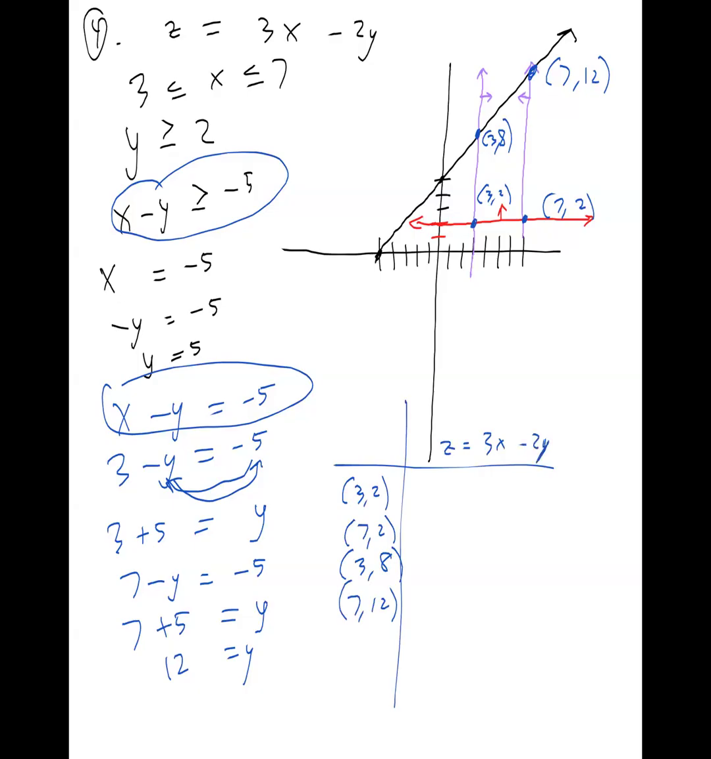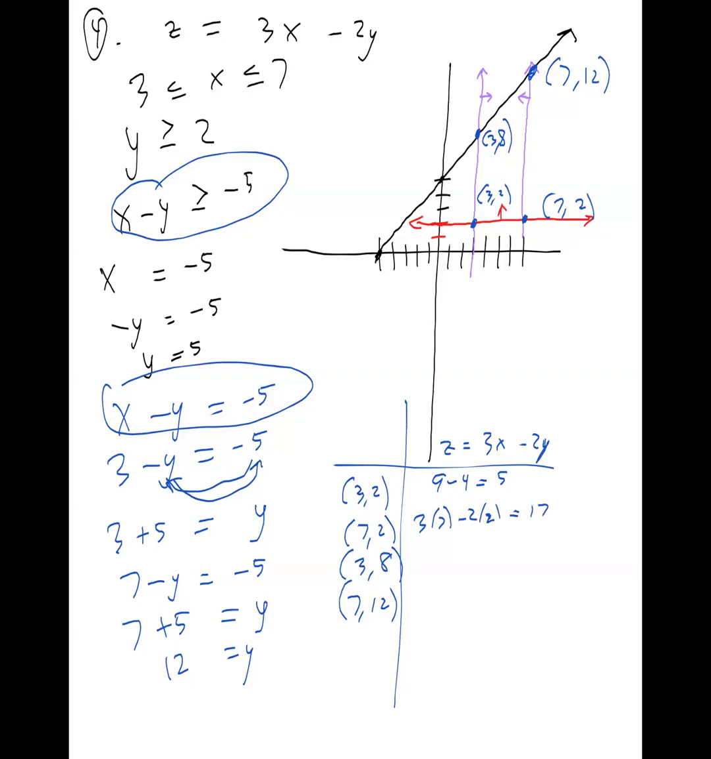So 3 times 3 is 6, minus 2 times 2 is 4. Oh, I'm sorry, my fault. 3 times 3 is actually 9. 2 times 2 is 4. So 9 minus 4 is equal to 5. And then 3 times 7 minus 2 times 2, that's equal to 21 minus 4.